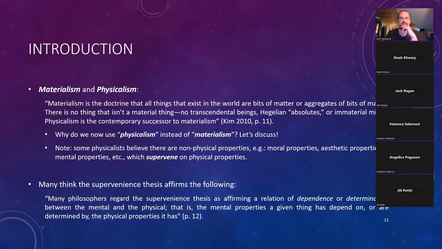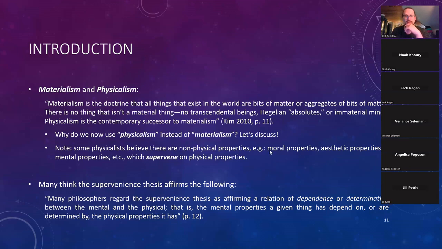And some physicalists say that there are even other properties besides physical properties, like non-physical properties, like moral properties, rightness and wrongness, aesthetic properties, beauty and ugliness, mental properties, beliefs, desires, intentions, etc. And all of these non-physical properties, if they exist, supervene on the physical properties.